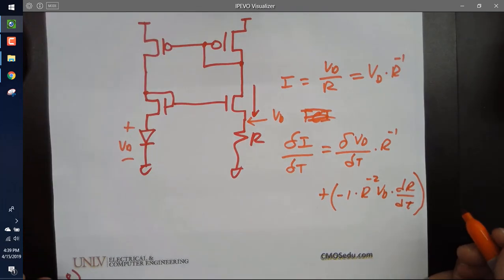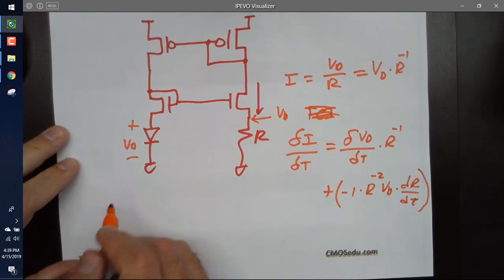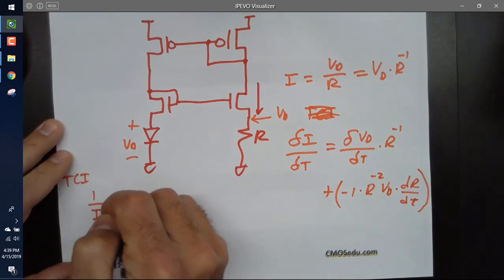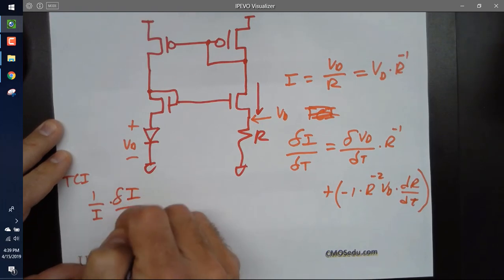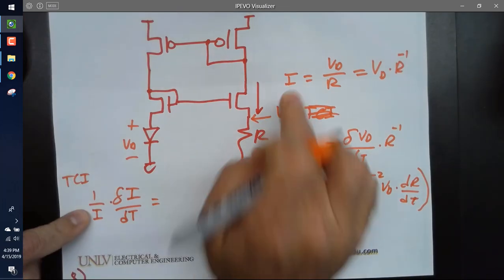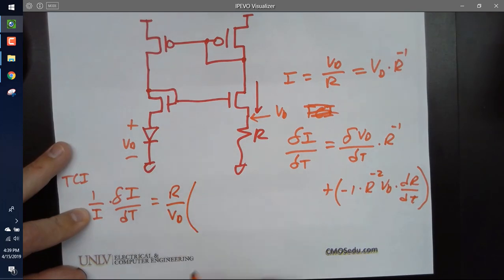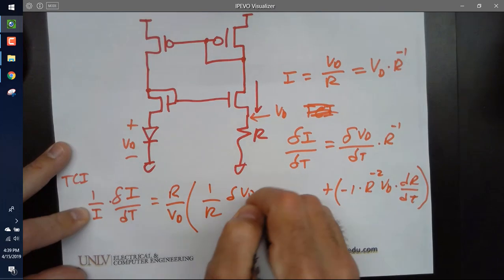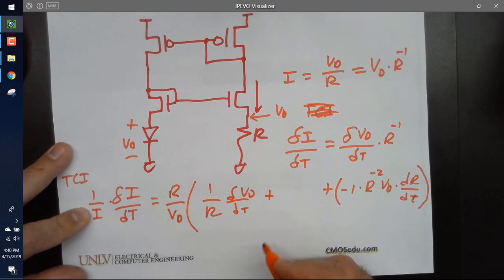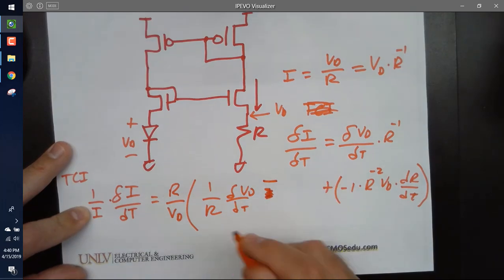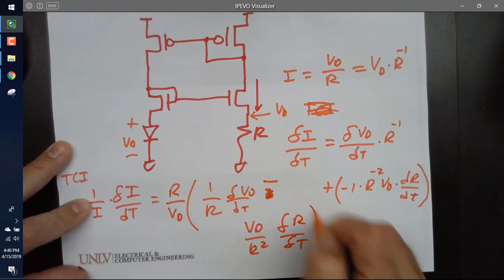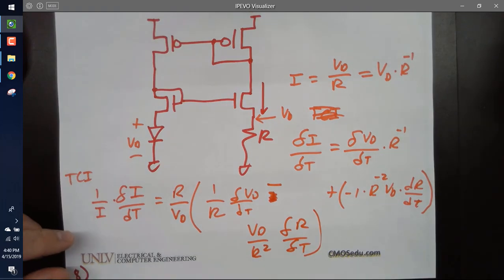Anybody agree with that? So let me write that as 1 over I, so this is the temperature coefficient of the current, times del I del T is equal to, okay, I'm going to write this I down here as R over V diode times 1 over R del V diode del T plus, and I should put minus, let's just put minus, minus V diode over R squared del R del T. Anybody agree with that?